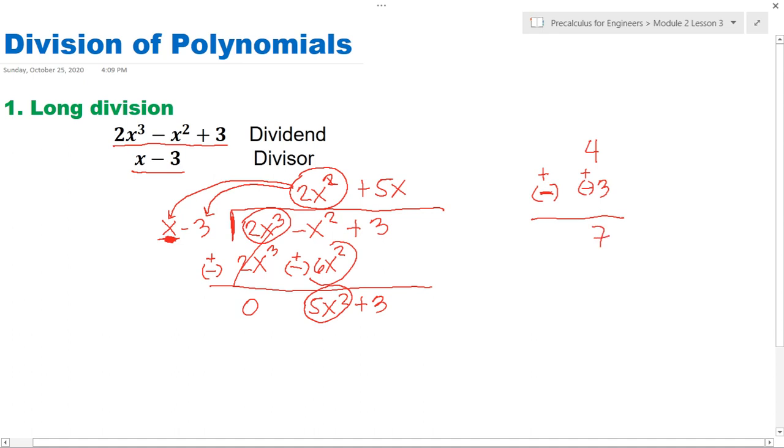Para ma-visualize nyo talaga, kapag naka-horizontal to siya, ganito yung forma niya. 4 minus negative 3. Again, PEMDAS. So, ma-distribute. Meron itong invisible 1. Therefore, kapag multiply mo siya, magiging 4 plus 3, which is equal to 7. So, ganito lang sa long division. Actually, long division kasi, ganito yung style.